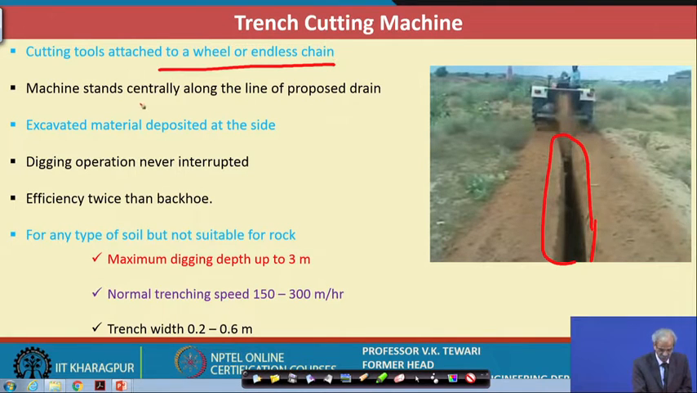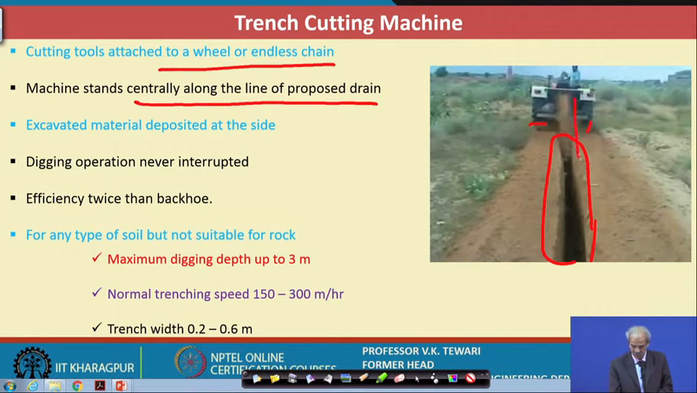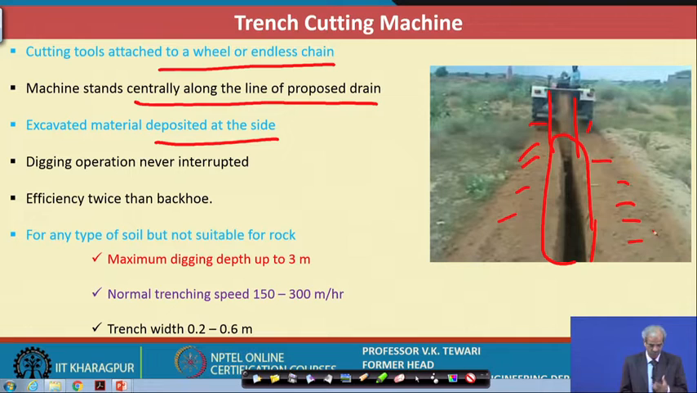The machine stands centrally along the line of proposed drain. You can see here that it is standing centrally, in the line in which it has to do the job. Then excavated material is deposited at the sides. You can see that material is deposited on these sides, the material which has been excavated when the cutting is made for the trenches. Digging operation is never interrupted.